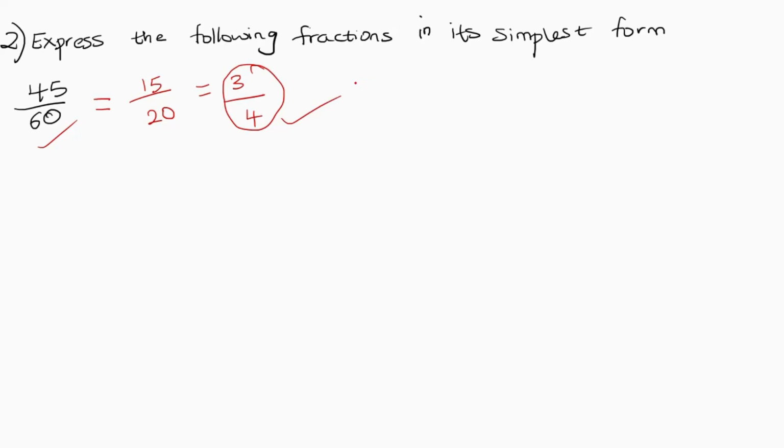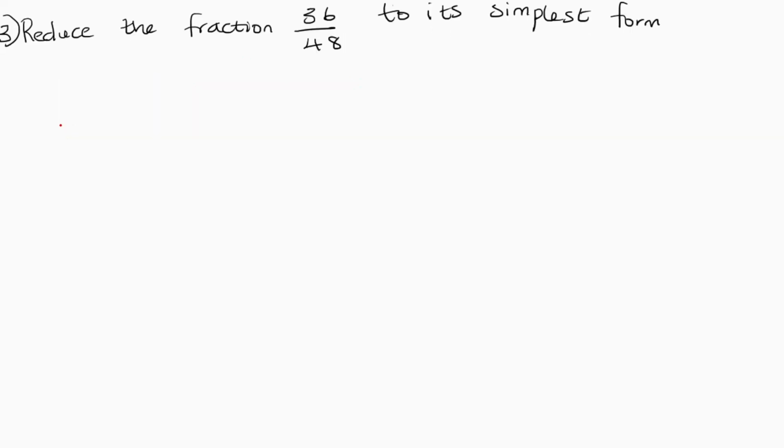So let's take a look at the last example, and I'm just going to give a quick work for you to try out. Alright guys, the next question states we should reduce the fraction 36 over 48 to its simplest form. So guys, how are we going to do this? All we want to do is to bring out our digit, which is 36 over 48. Let's reduce this to its lowest term.